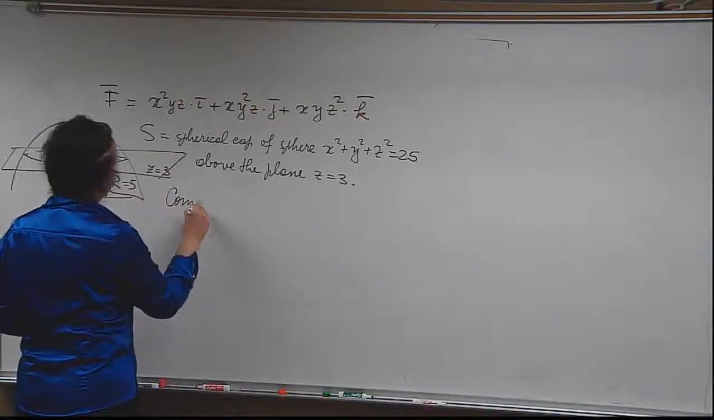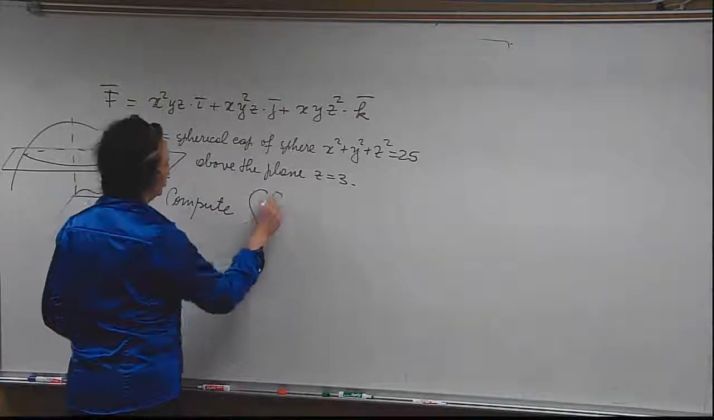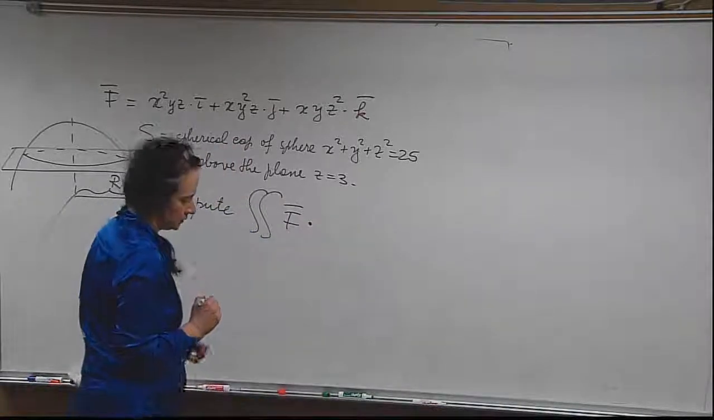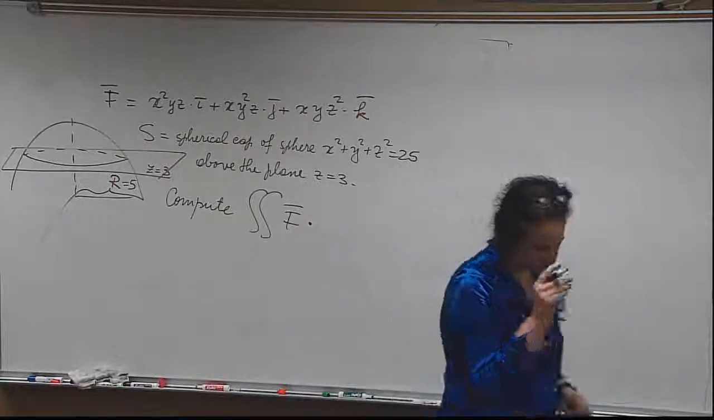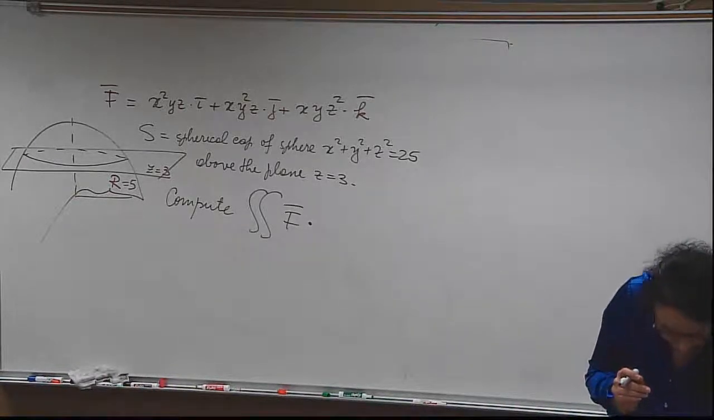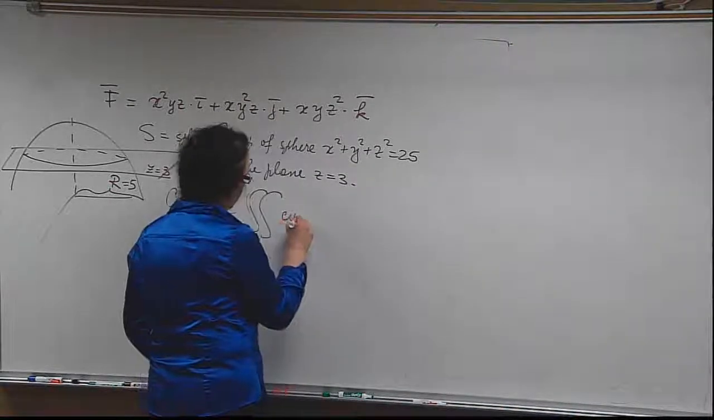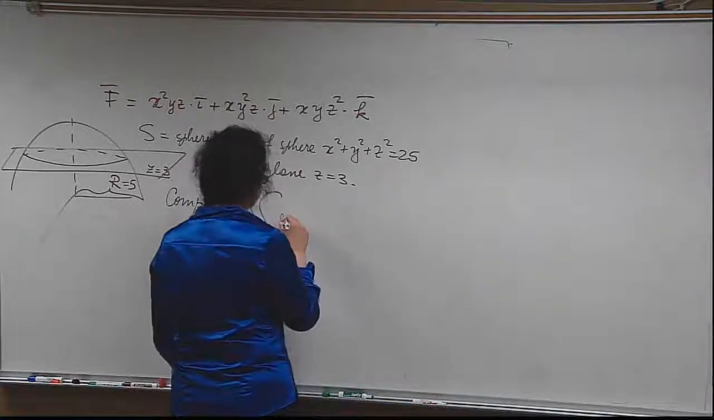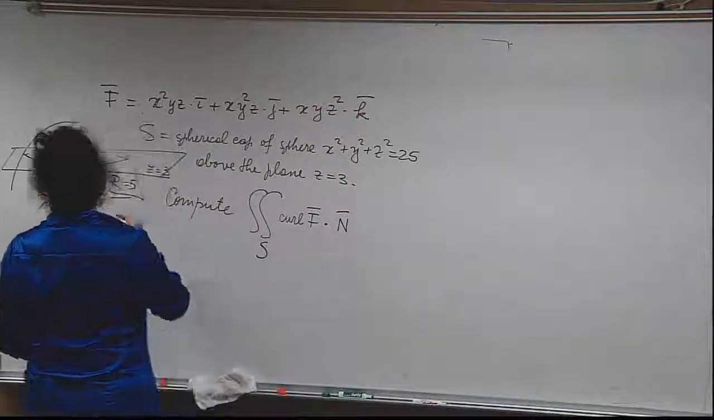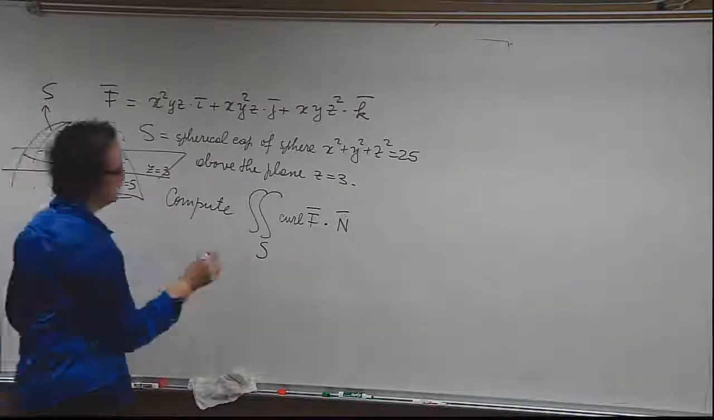Compute the double integral of curl f times n over S, where S is the spherical cap. How did we phrase this? Did we phrase it as work? No, curl f n over S. This is S.